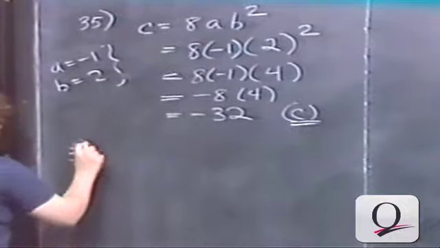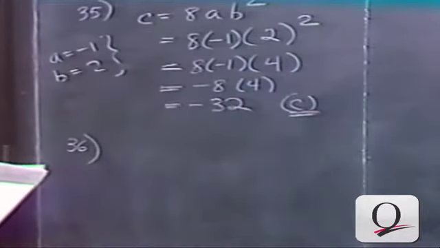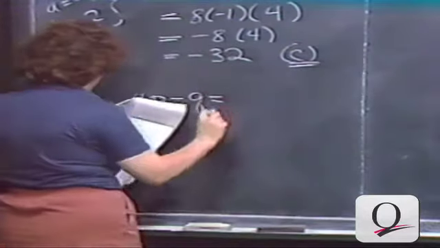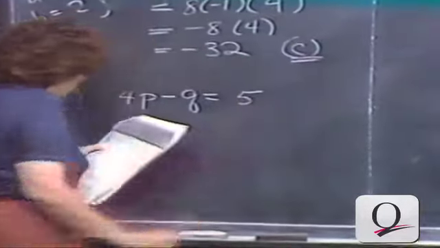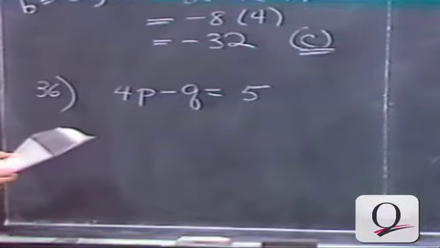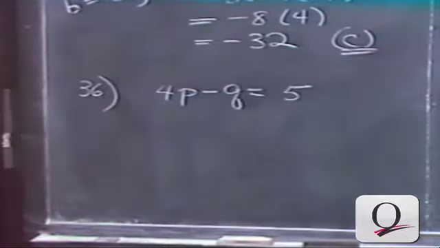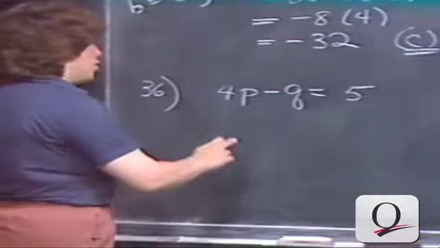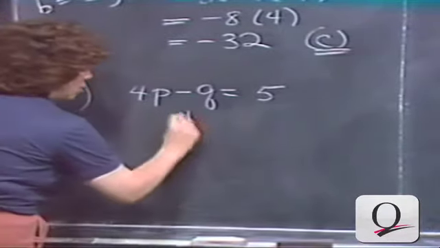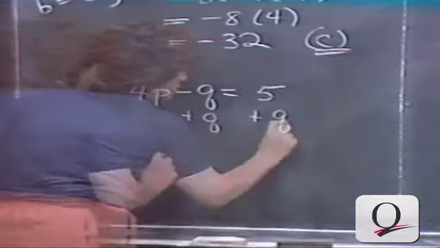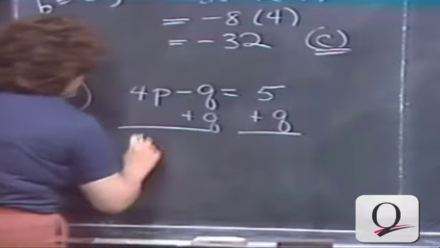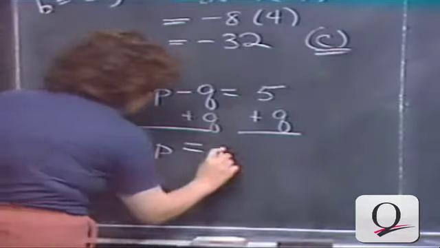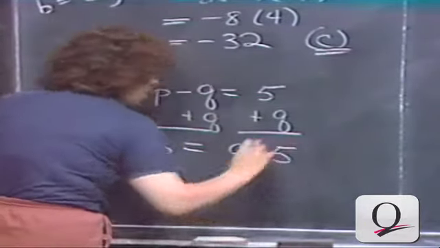Question 36. If 4p minus q equals 5, then they want you to solve this formula for p. To solve for p, you've got to get p alone on one side of the equation. So to get p alone, I will add q to both sides. 4p is 5 plus q, or q plus 5, however you want to write it.